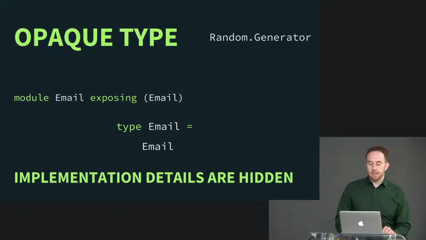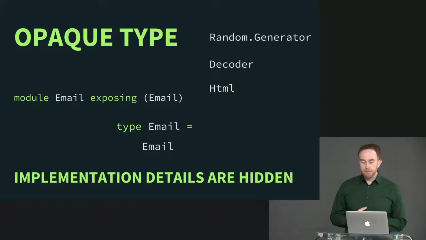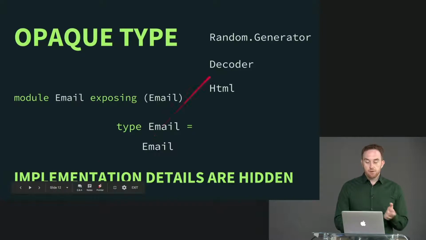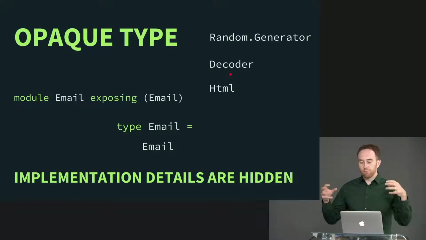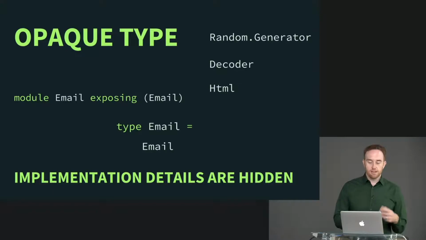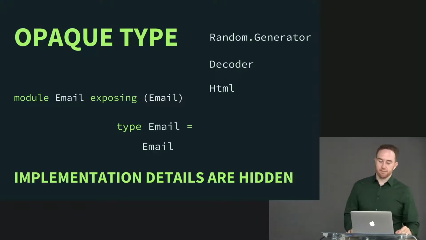Some other examples of opaque types: Random.Generator from the core Random library, Decoder, like JSON Decoder, and HTML. Now, one of the interesting things about opaque types is that this is not the only way to get them. Decoder and HTML in particular are built using kernel code, underlying root-level system stuff inside of Elm. Like the virtual DOM is baked into Elm. HTML is an opaque type, but its internals are not a custom type. It's not just a series of variants. It's something more complicated than that, that relies on deep internals within Elm.